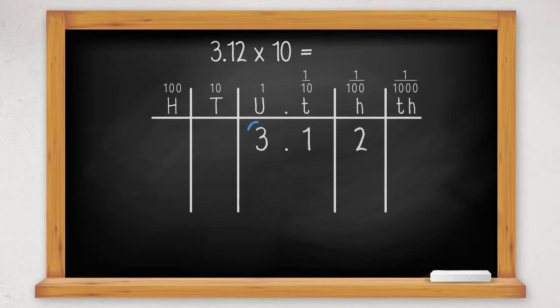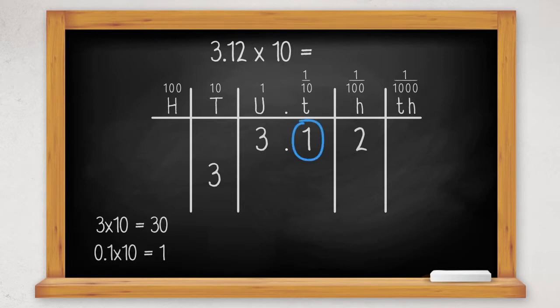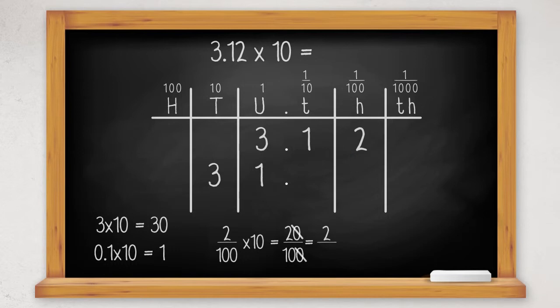If we multiply the 3 units by 10, we get 3 tens, so we'll put a 3 in the tens column. If we multiply 1/10 by 10, we get 10 tenths, which is 1 unit, so we put a 1 in the units column. The decimal point stays where it is. If we multiply 2/100 by 10, we get 20/100, which is 2 tenths. So I write a 2 in the tenths column. So the answer to 3.12 times 10 is 31.2.